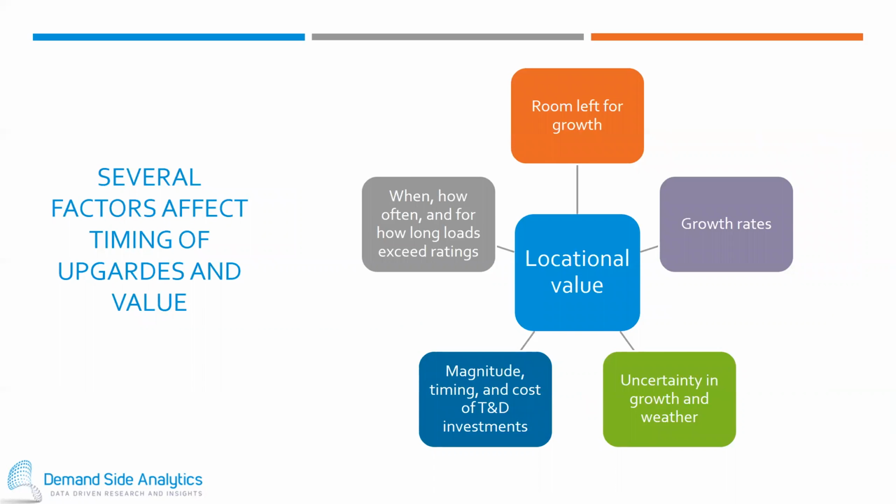The third factor that we look at is uncertainty in the growth rate and the uncertainty in the weather. On the weather side, if you have a very extreme weather year versus a cooler weather year, the chances that you're going to start exceeding the design rating are higher. The fourth factor is the magnitude, timing, and cost of the investments. And the fifth one is really the shape of the loads, really when, how often, and for how long you're going to exceed design ratings. And that has to do a lot with the load duration curve and actually the hourly load shape itself.